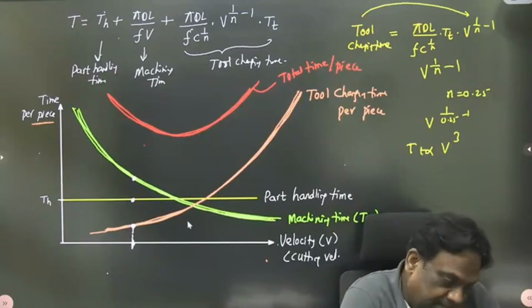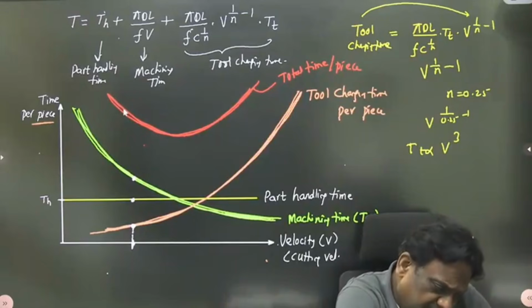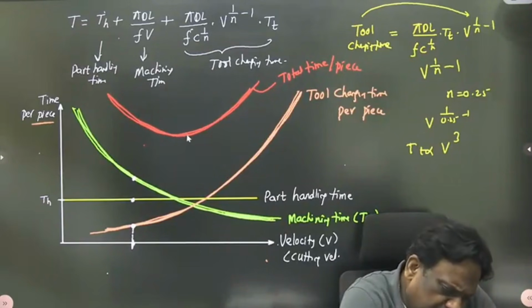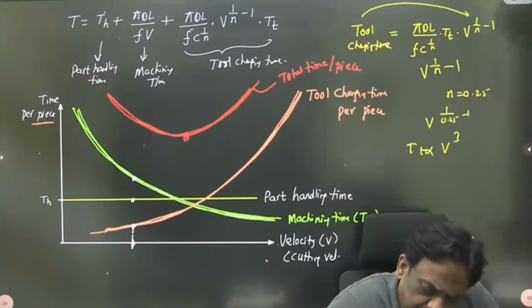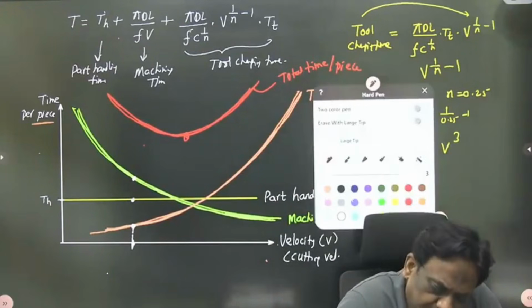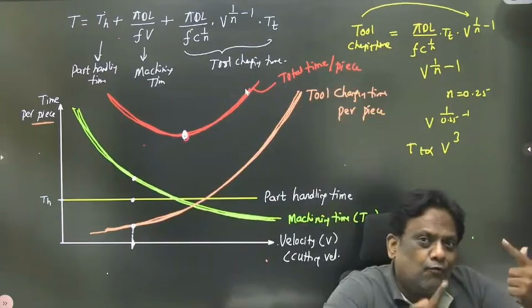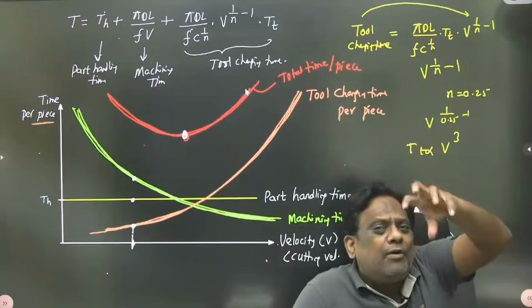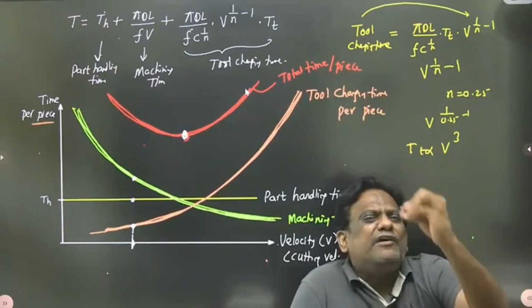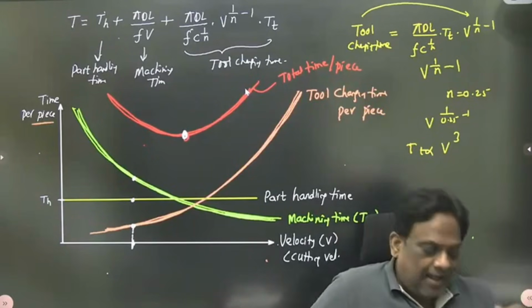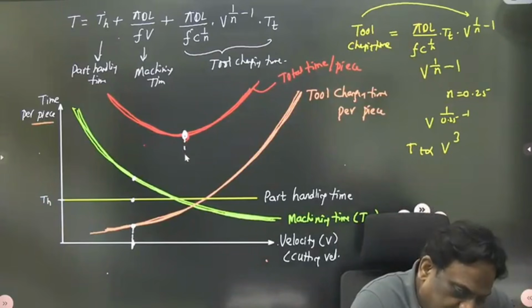When I'm changing the velocity, the time is decreasing. It is reaching minimum somewhere, and again it is increasing. What do you want? I want one component to be manufactured at the lowest possible time, and that velocity we call it as optimum velocity.